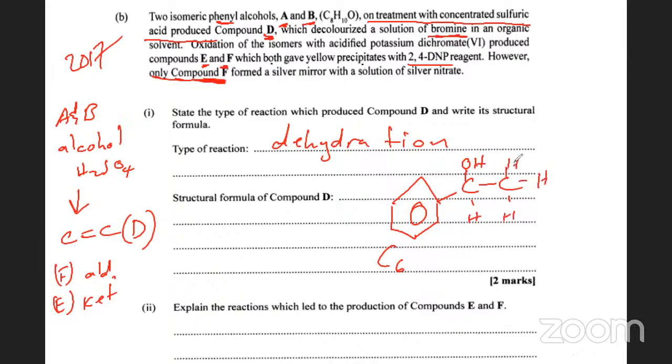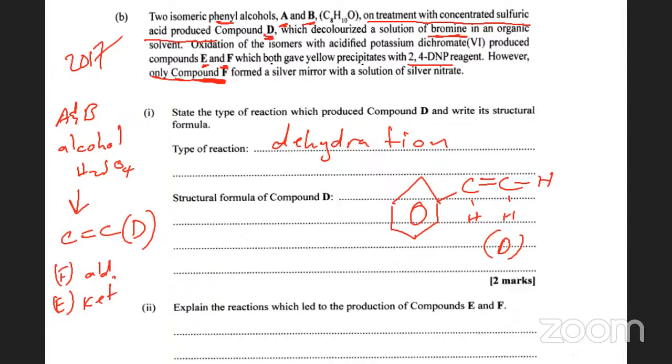All right. Oh, draw the structure of compound D. All right, hold on. All right. So this is one of the isomers, all right? For compound D, it must be an alkene. So if I dehydrate this compound, I'm going to convert it into an alkene by doing this. All right. So that is compound D. All right. That's compound D, alkene.